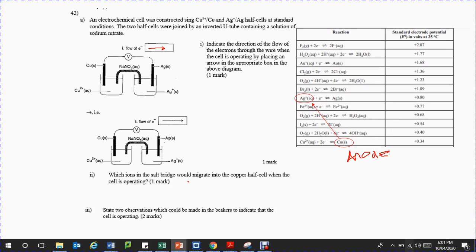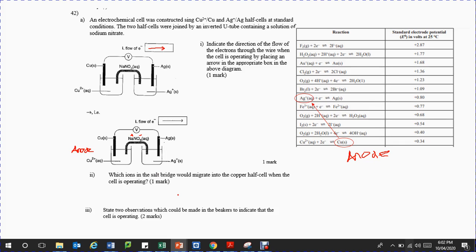Part 2: which ions in the salt bridge would migrate into the copper half cell, this one here, when the cell is operating? From my electrochemical series, I already worked out that this one is my anode, and my salt bridge is made up of sodium nitrate. When that dissociates, I'd have Na+ and NO3-. If we remember that the cations always migrate to the cathode and the anions always migrate to the anode, the ions going into my copper cell would be the NO3-, the nitrate.